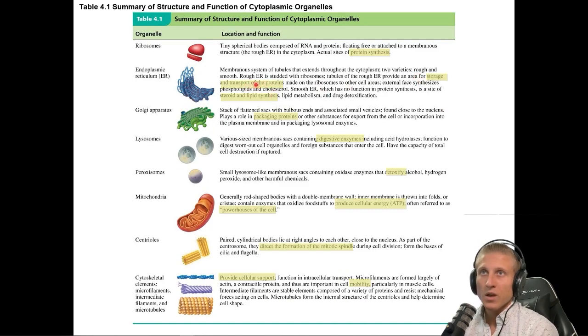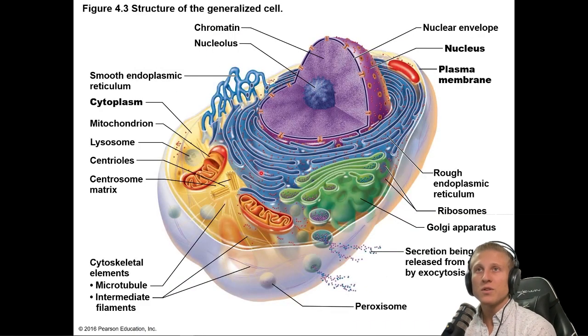Okay, so we have the rough ER, which is the portion of the ER that is studded with those ribosomes, giving it, again, a rough, rippled structure. And that is, again, the site of protein synthesis, as well as, once it is within the lumen of the ER, there is some additional post-transcriptional modification that occurs to the protein, some folding and that sort of stuff, addition of functional groups. The second half of the ER is called the smooth ER, the smooth endoplasmic reticulum.